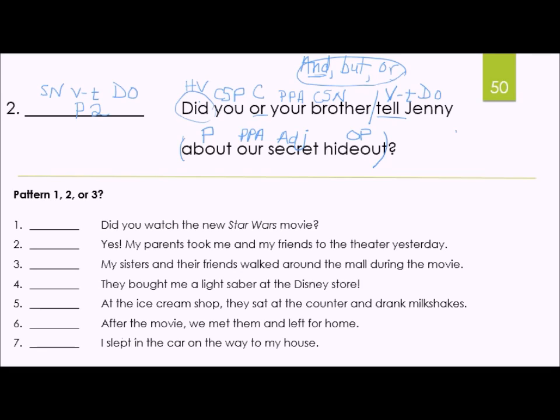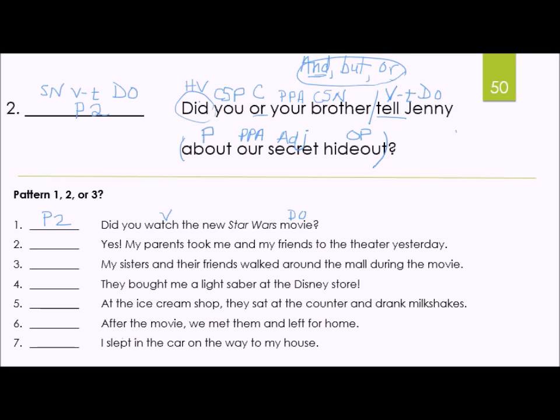Sometimes you kind of have to classify in your head to figure out whether you have a direct object or not. If you can immediately find the verb, like the action is watch, did watch, ask yourself the question what after the verb. Watch what? Star Wars movie. Direct object. So no one's receiving the movie, so there's no indirect object, so it must be a pattern 2. So we're going to write P2 in the blank.